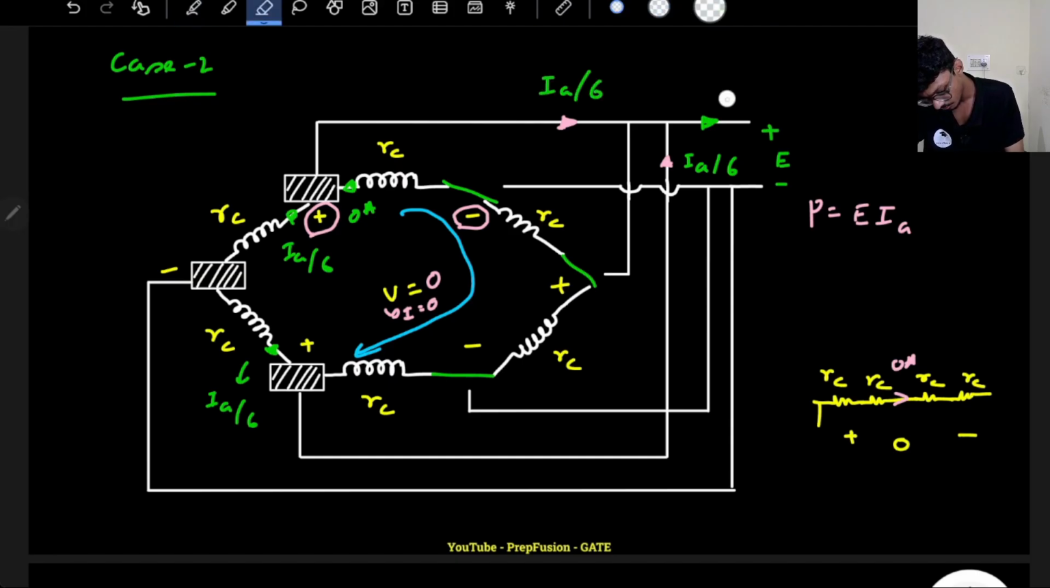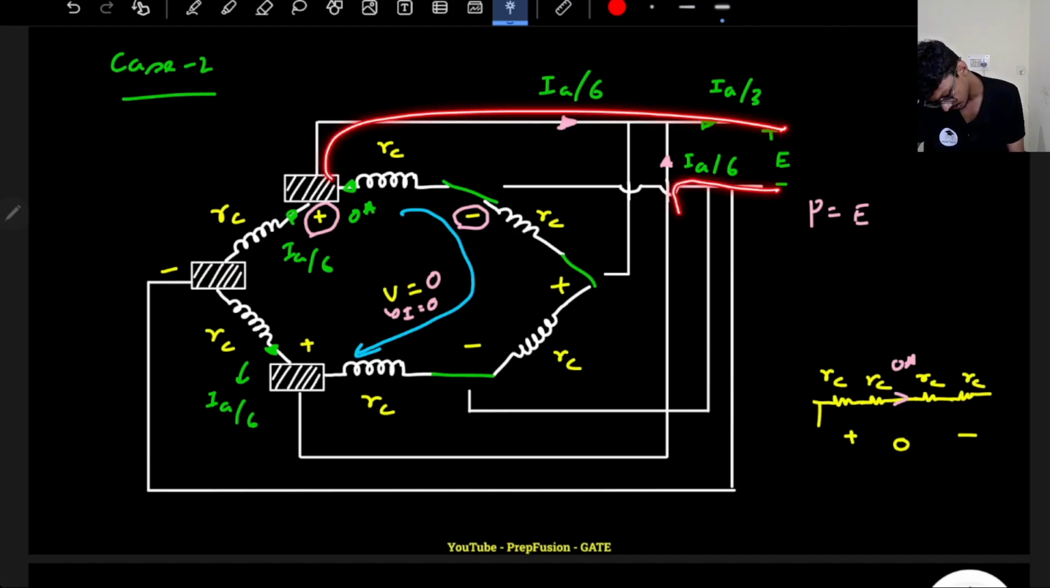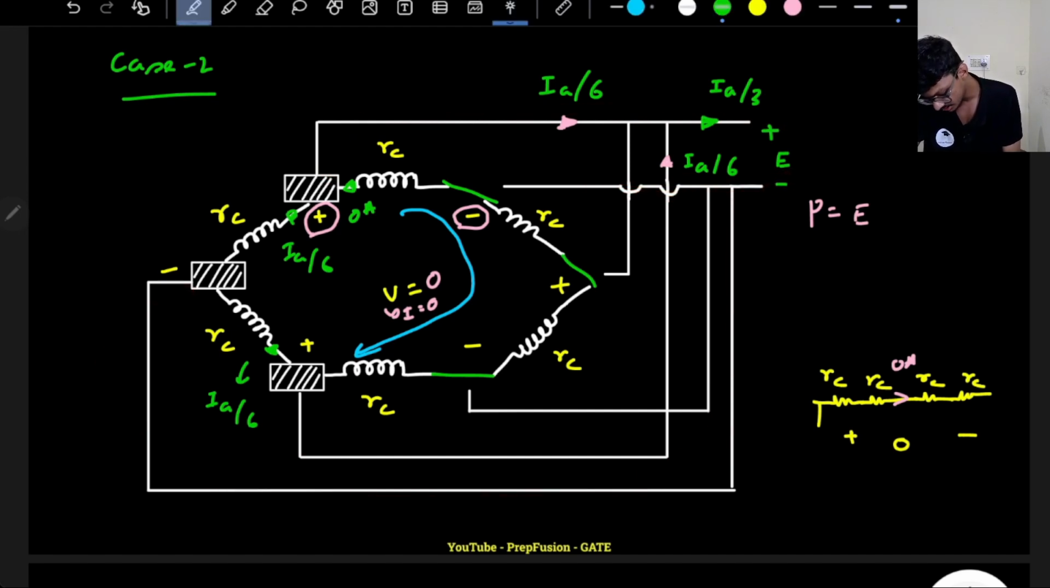Okay, so from here IA by 3 current will come. So what will be the power rating now? So power rating, E voltage will still be there because E is simply EC. E is simply EC because it is one coil voltage, right? So this is connected here. This negative terminal is connected here. Yes. E will still be equal to EC.